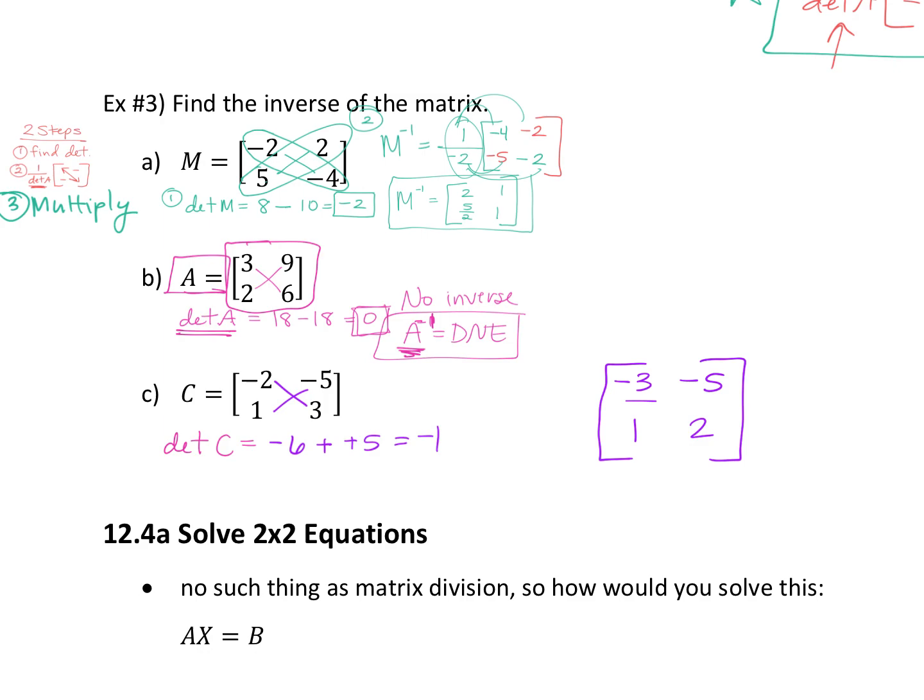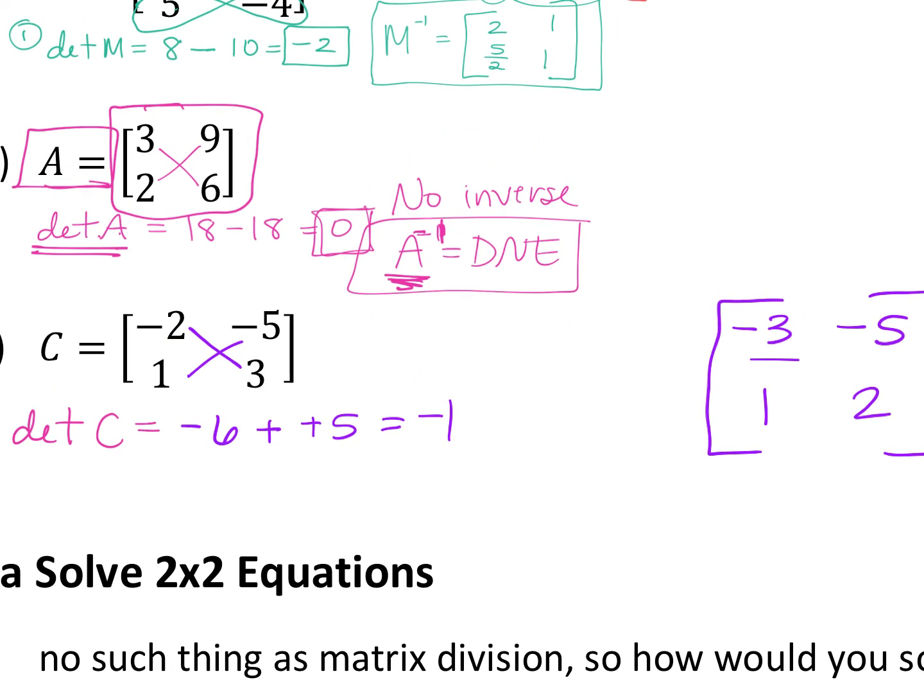Okay, that means then we are going to take 1 over our determinant. So your inverse is going to be 1 over negative 1. And then you're going to multiply that. Remember, swap those first diagonals. So 3 up here, negative 2 down here. And then change the sign. So negative 5 becomes a positive 5. Positive 1 becomes a negative 1.